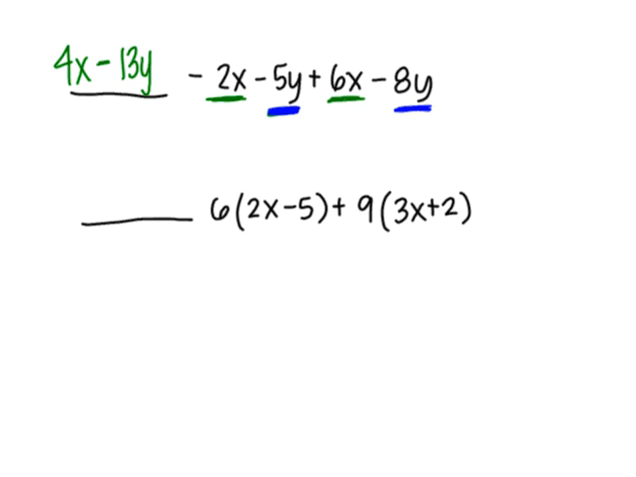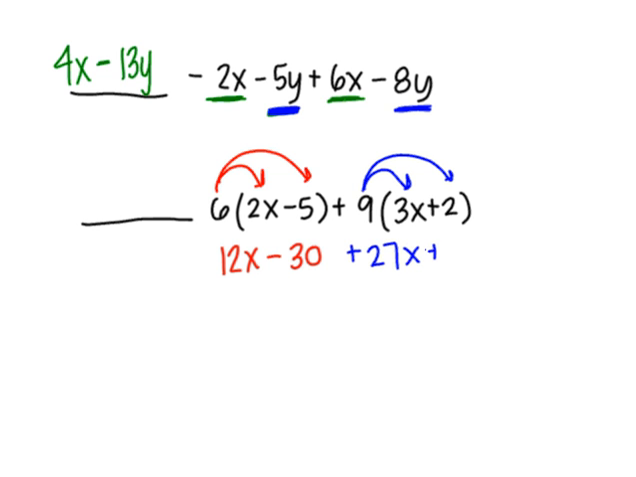In my next problem, I am distributing. So I'm going to distribute through the first set of parentheses and then the second. The problem states 6 times parentheses 2x minus 5 plus 9 times parentheses 3x plus 2. Distributing the 6 through, you get 12x minus 30. Distributing the 9 through, you get 27x plus 18.